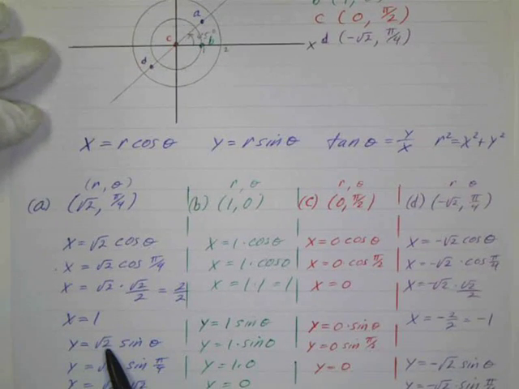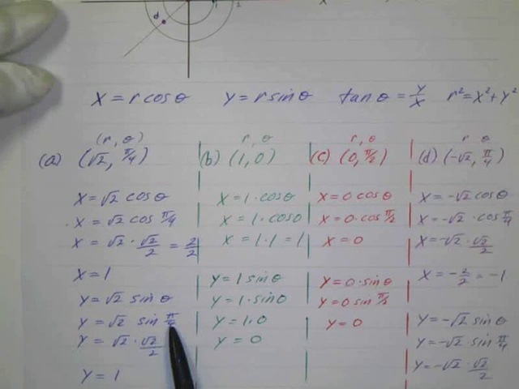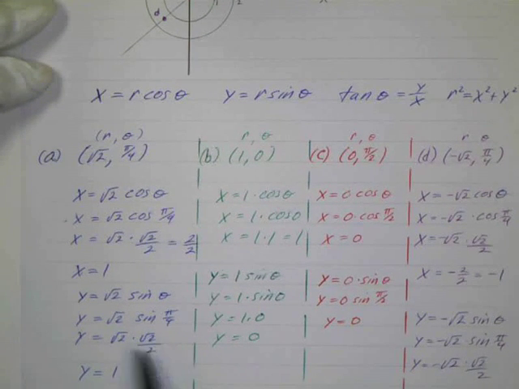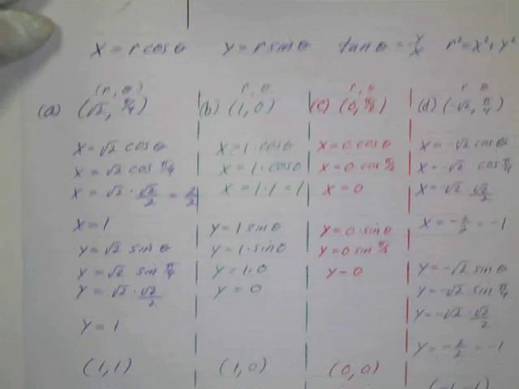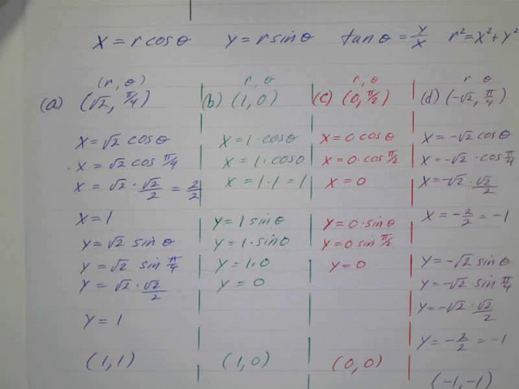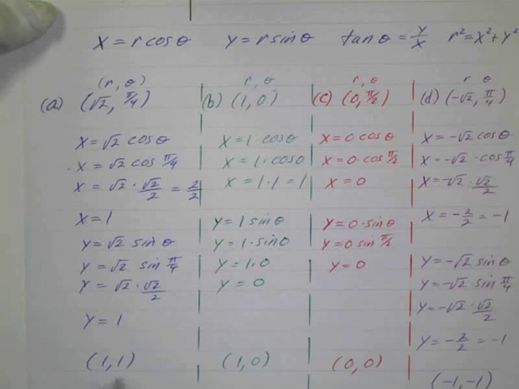Then to find y, y equals r sine of theta. Again, r was the square root of 2, and theta was pi over 4. The sine of pi over 4 is the square root of 2 over 2. So I got the square root of 2 times the square root of 2 over 2, which is also 1. So this is my point over here, 1, 1. So these points are equivalent. This is polar. This is rectangular.